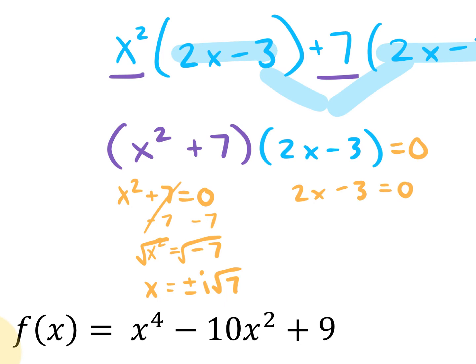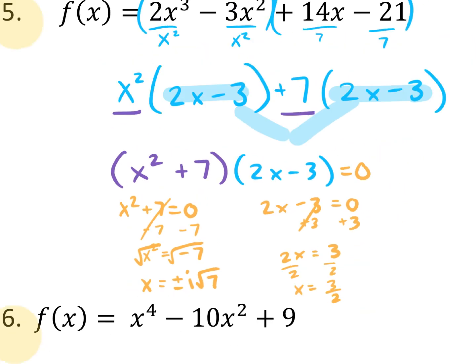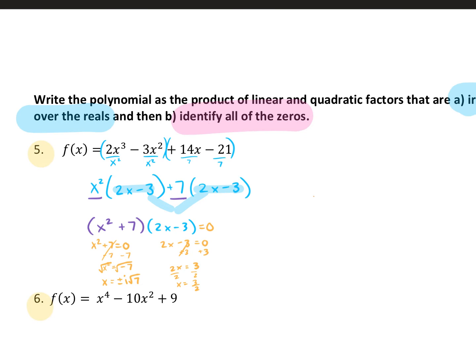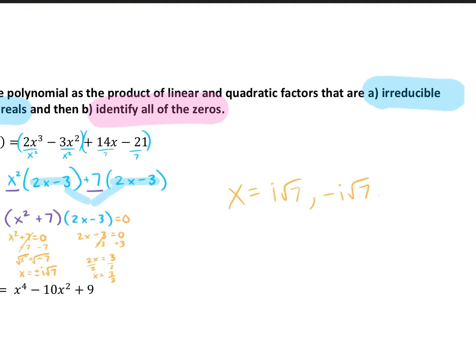Next, we're going to solve the other one. So I add 3 to both sides. So 2x is equal to 3, divide by 2. So x is equal to 3 halves. So my zeros here are x is equal to i square root 7, negative i square root 7, and 3 halves. Which you could leave it as a plus or minus for your answer, that's fine. So this is identifying the zeros. That's what we did there.